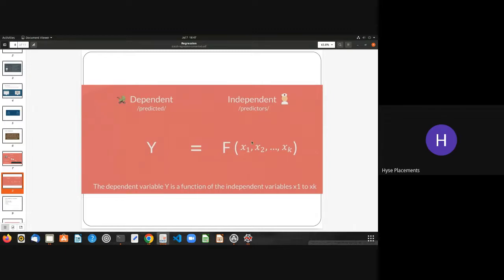The dependent variable y is a function of the independent variables x1 to xk. You can take n number of variables, and the best possible mathematical logic you apply for that functional relationship gives you a better output for the dependent y, I mean, the predictions you want. That gives us a better output.